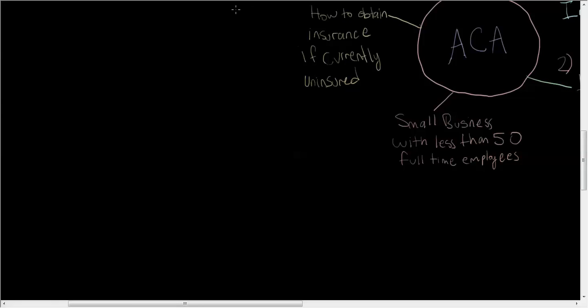Now on to the fourth part of the video, how to obtain health insurance if you are currently uninsured. I'm just going to talk a little bit about all the terminology you need to know and how to end up actually choosing which plan you want out of all the plans on the healthcare.gov website.